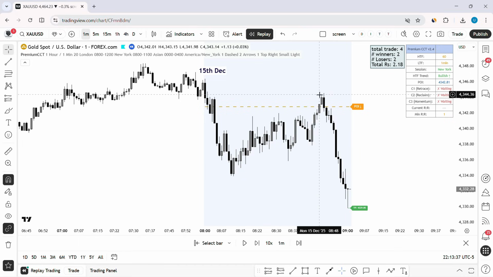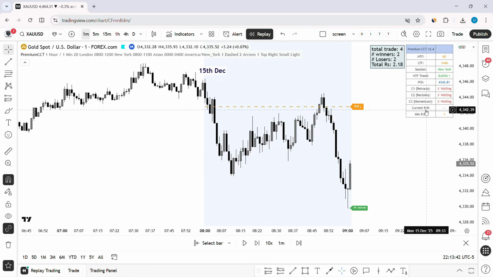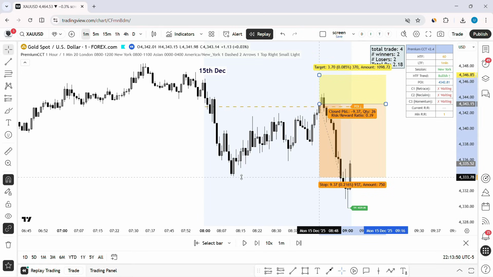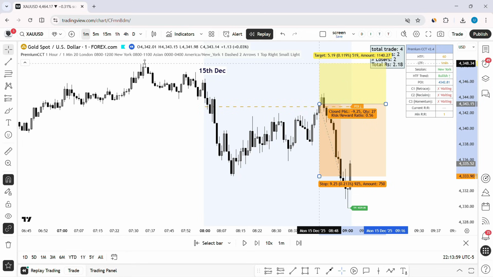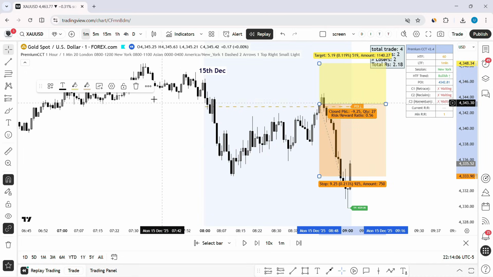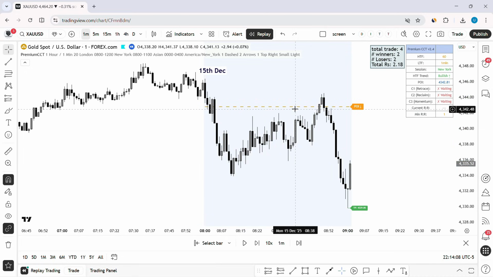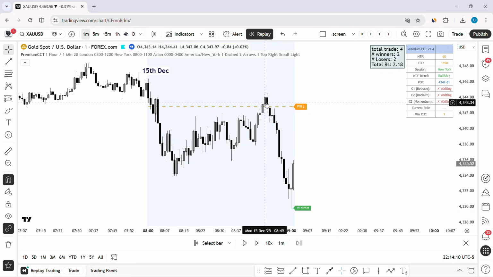So the conditions were met at this level, but we did not enter any buy trade because the current risk to reward was very low. If we draw our entry at this level, we had a retracement below at this level, which means our SL is at this level, and then we have this as TP. So this was giving us only 0.56 risk to reward. So that's why the indicator did not show any buy signal at this level.